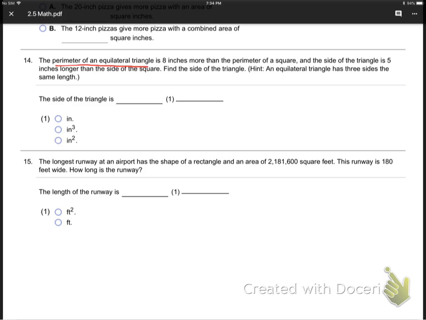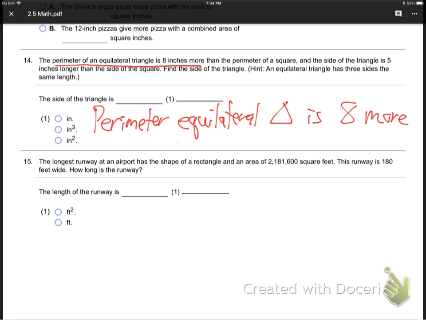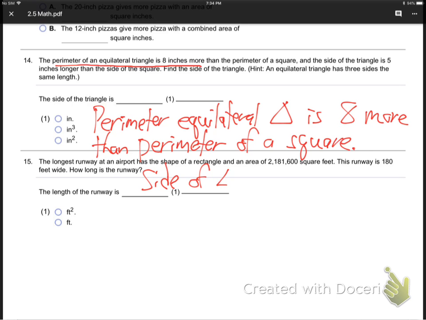All right, perimeter of an equilateral triangle. So first off, let me write that out. The perimeter of an equilateral triangle is 8 more than the perimeter of a square. And the side of the triangle is 5 inches longer than the side of the square. And the side of the triangle is 5 more than the side of the square. This is number 14 here.